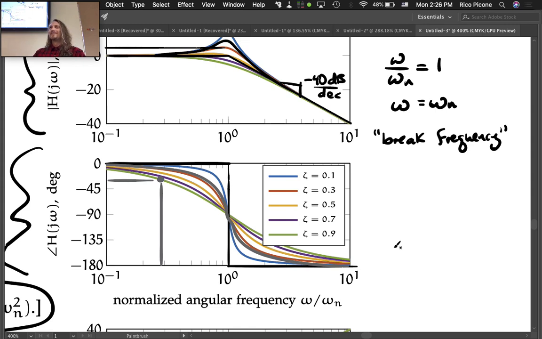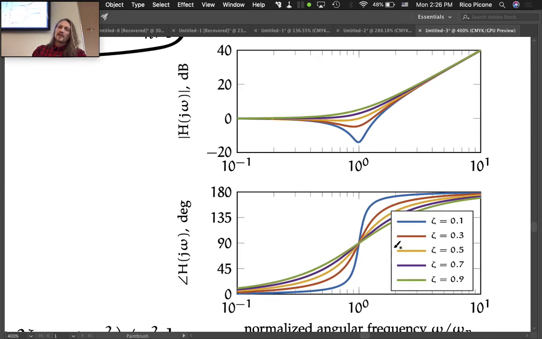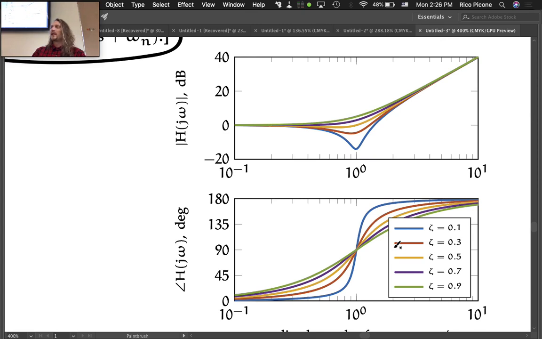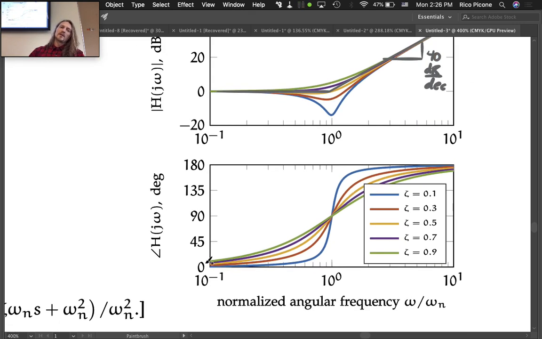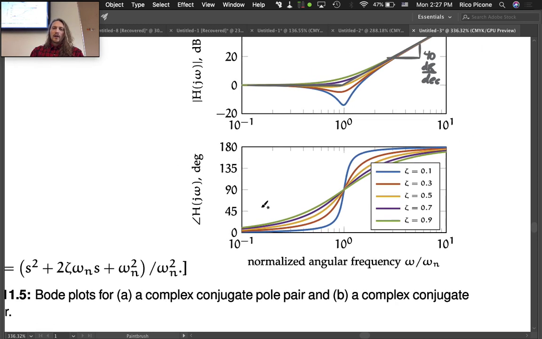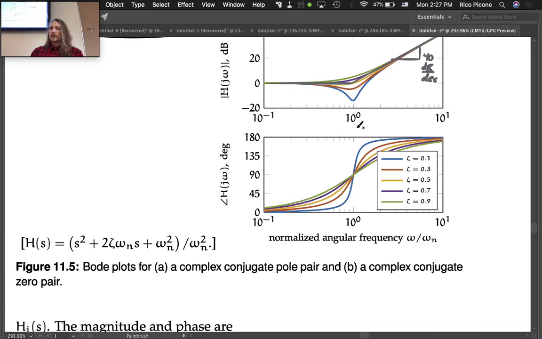That's the main bit. And then for the complex conjugate zero pair, which is very much more rare than the complex conjugate pole pair, when that does happen, we have essentially a mirror image of the pole pair situation, and these are the different curves that you get. Once again, starting out at 0 dB to the break frequency, and then going at, instead of negative 40 dB per decade, positive 40 dB per decade, and the phase going from 0 to positive 180 instead of 0 to negative 180. So that's the difference. And it has the same break frequency, again, the natural frequency.